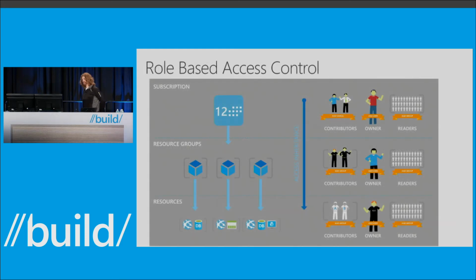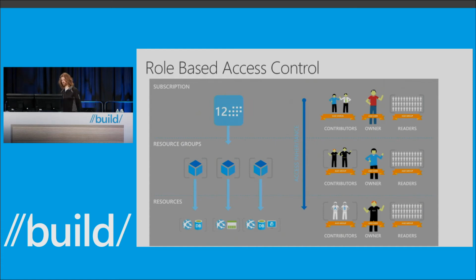Okay? And so to illustrate that, we have this lovely graphic that shows, hey, I can give people contributor, owner, or reader permission at the subscription level that flows down to the resource group level, where I also have contributor, owner, or reader roles, and then down to the resource level as well, okay? And so what this means is I can grant people access to everything. I can grant people access to what is essentially an application, or I can grant access to a particular resource in a particular application.